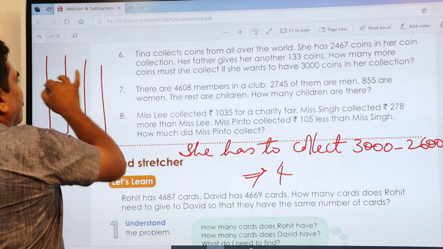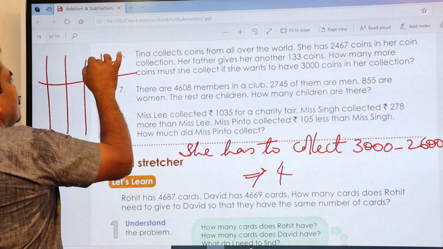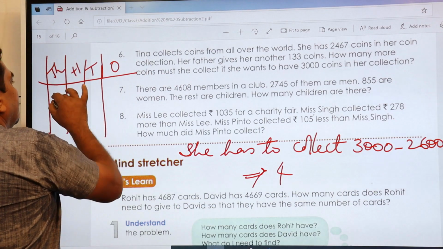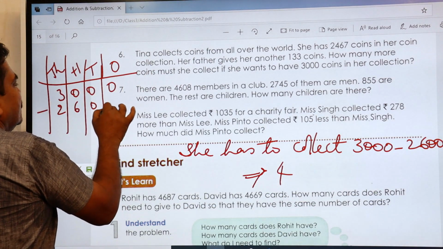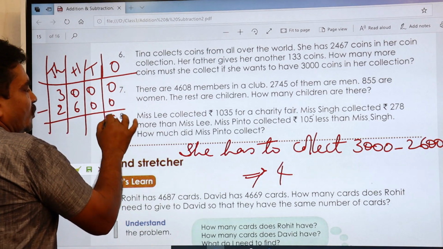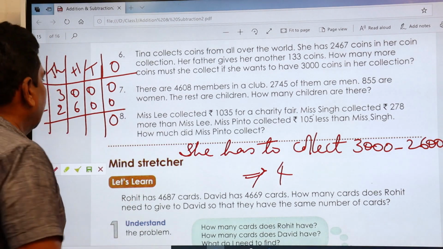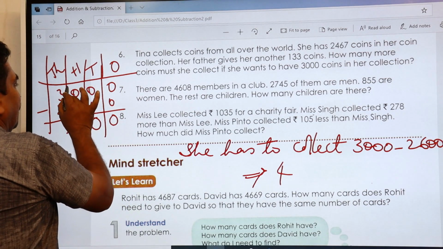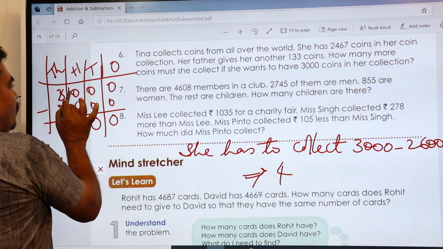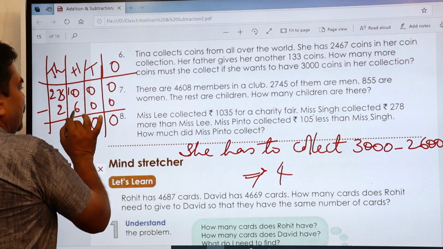I'll do it for your better understanding: ones, tens, 100 and 1000. This is 3000 minus 2600. 0 minus 0 is 0. 0 minus 0 is 0. Here 0, 6. You carry 1, it becomes 10, and you have removed 1, it becomes 2 now. So 10 minus 6 is 4.